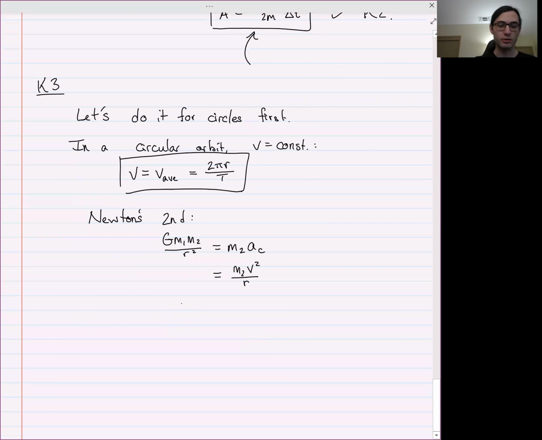And so what we find, we can do some algebra to this, relating r to, substituting in that v is 2 pi r over T. Something's wrong with my calculation. That's annoying.